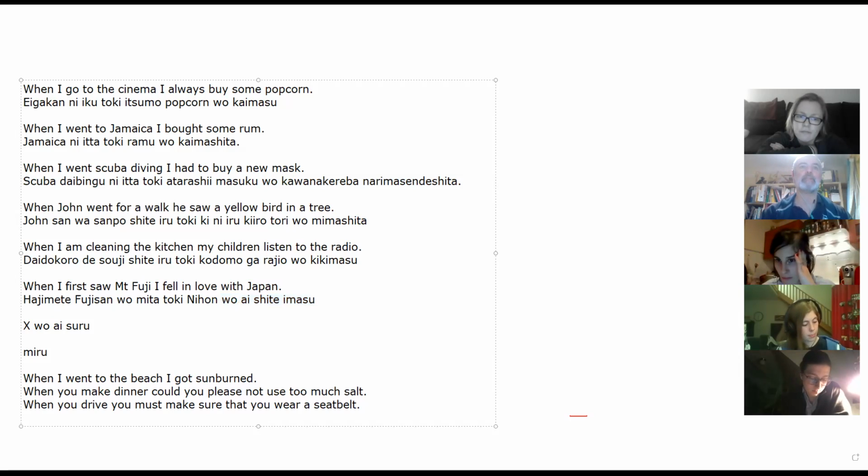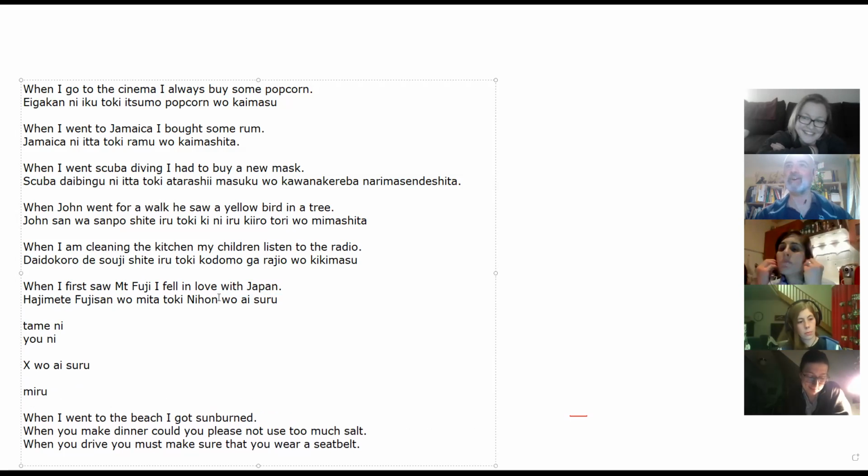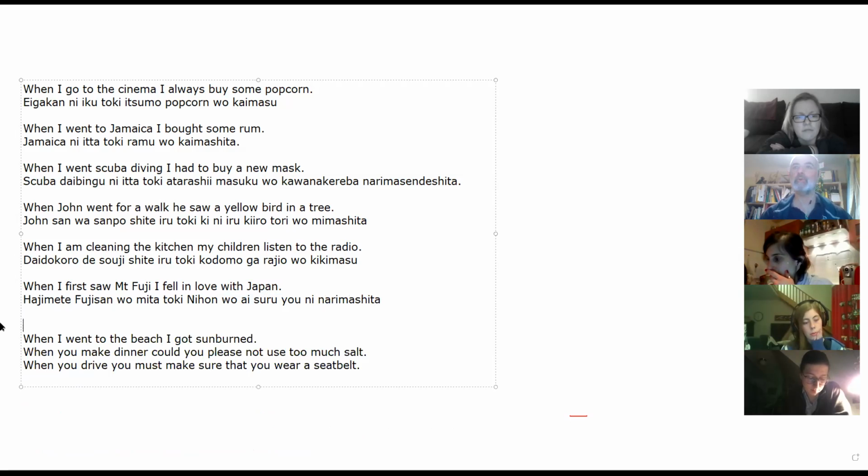And the way we would do this is going back to that dreaded section we did 3 or 4 months ago called you ni, which was about the same time we did tame ni, leaving everybody feeling bereft and unguided. So ai suru, and then we put you ni, and then narimashita, I became. Ai suru you ni narimashita.